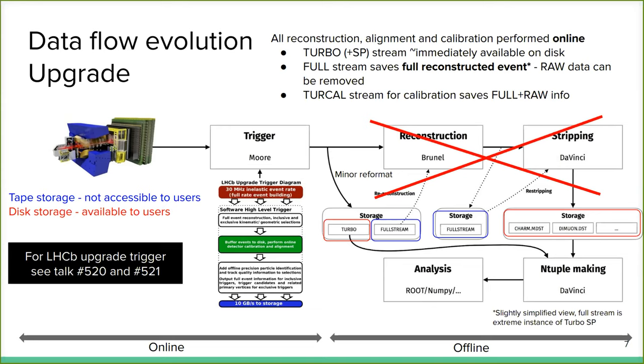We have a third stream known as TurCal. This is used for calibration purposes, not physics analysis as such, where we save the full reconstructed event and then some raw detector information for calibration purposes.